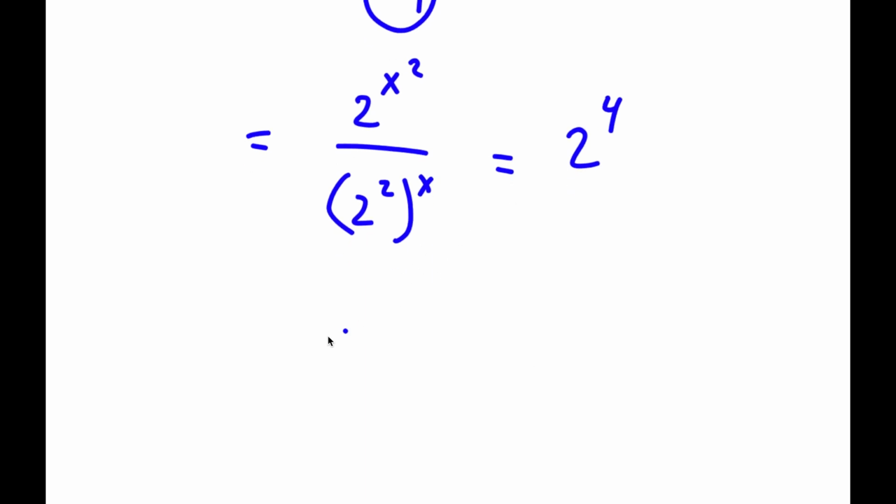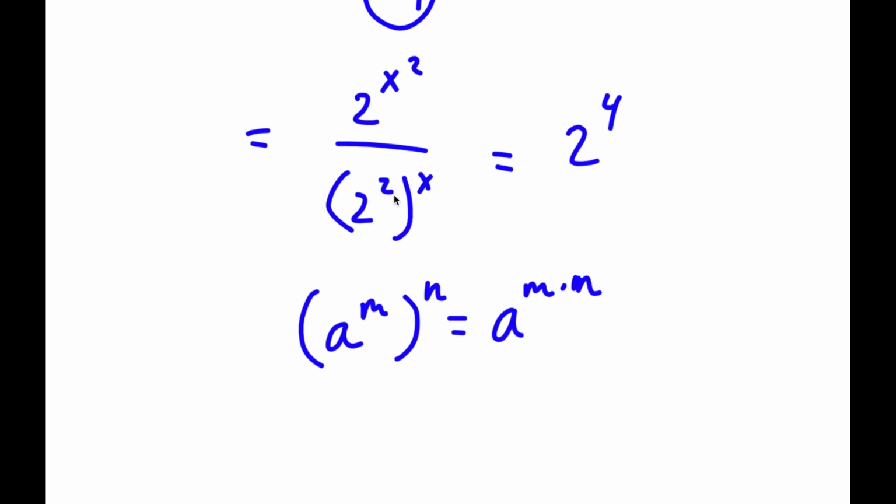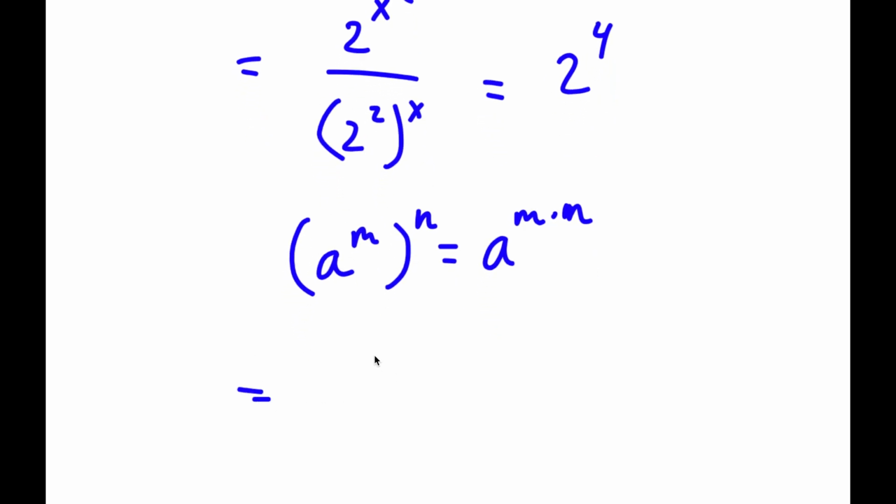Now, if I have something in the form a to the power of m to the power of n, this is equal to a to the power of m times n. So 2 to the power of 2 to the power of x, that's going to equal 2 to the power of 2 times x. So now I have 2 to the power of x squared over 2 to the power of 2x is equal to 2 to the power of 4.